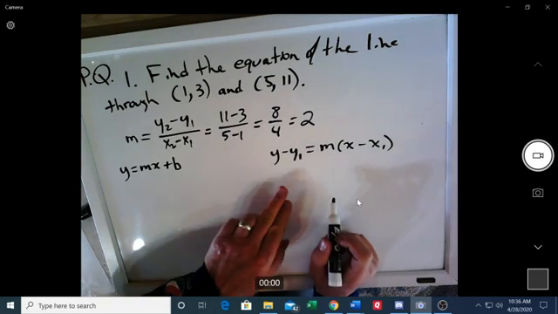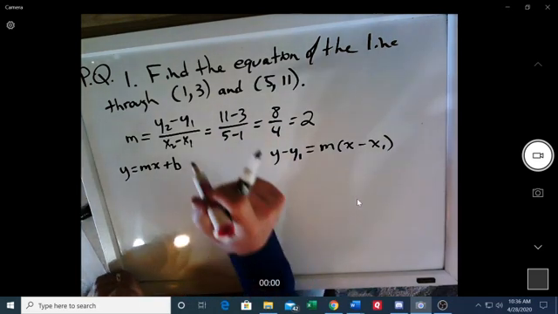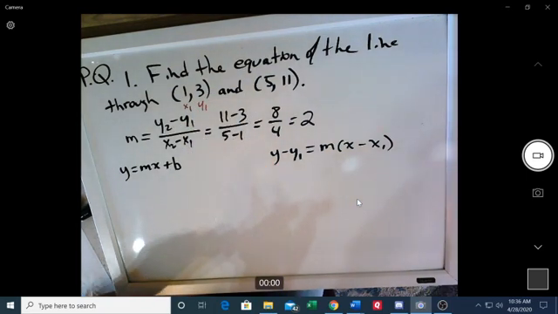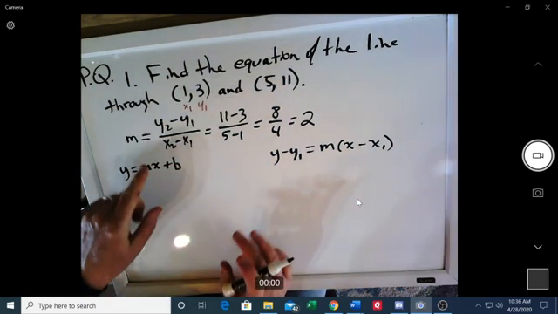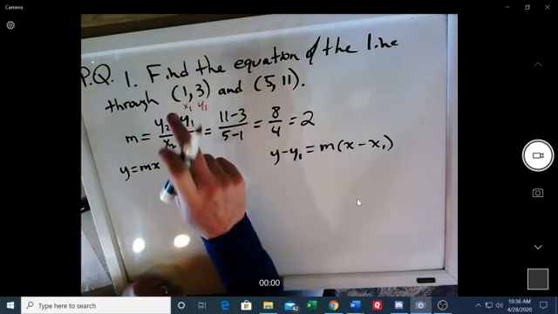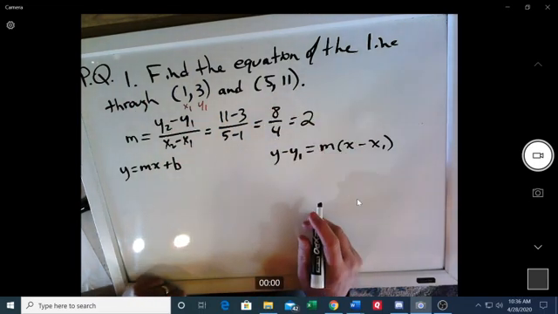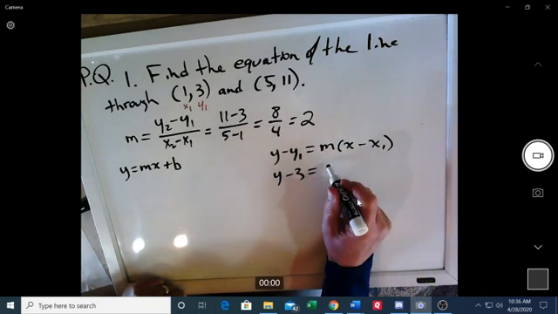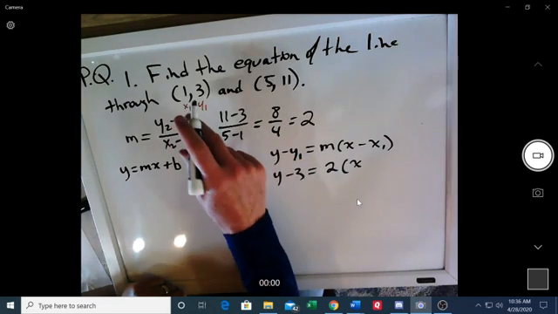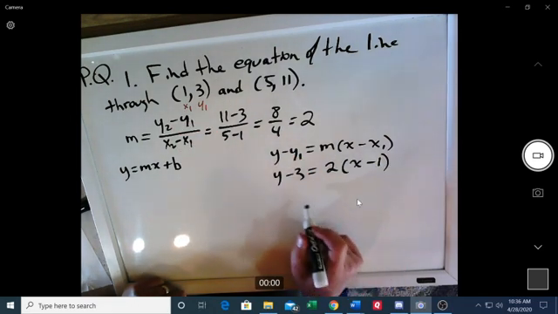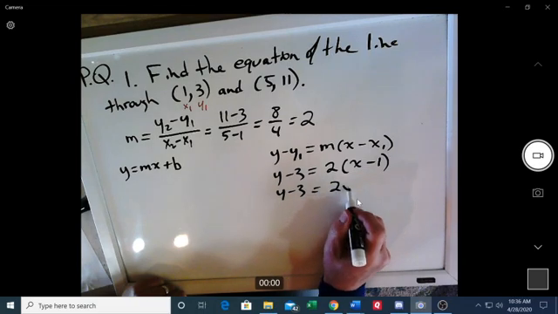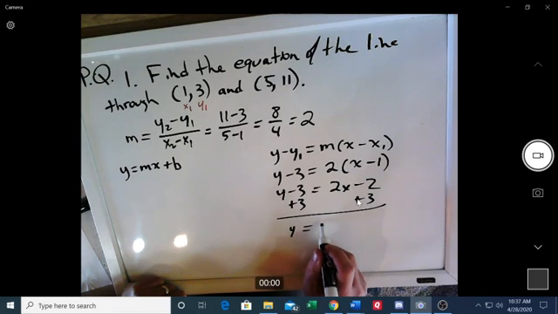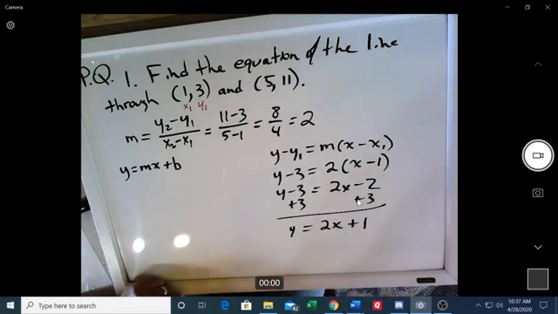So we just take, we'll call this point x1 and this one y1. Not only because it's the first point, but it's smaller numbers than that. So it'll work a little bit nicer. We'll get the same answer though if we'd used 5 and 11. I'll do y minus 3, plug in this m, 2, times (x minus 1), and then y minus 3 is 2x minus 2, y equals 2x plus 1.